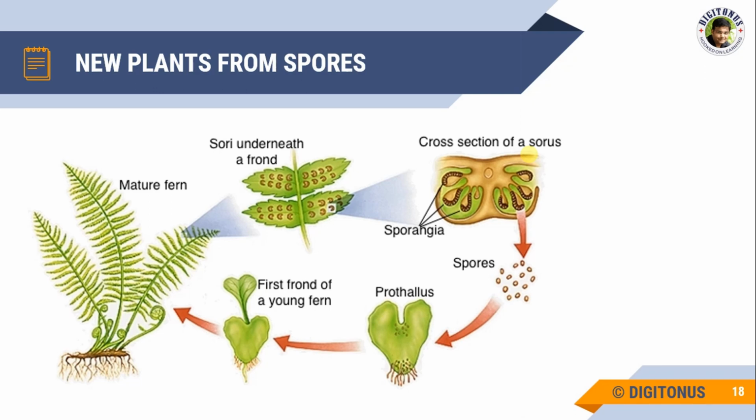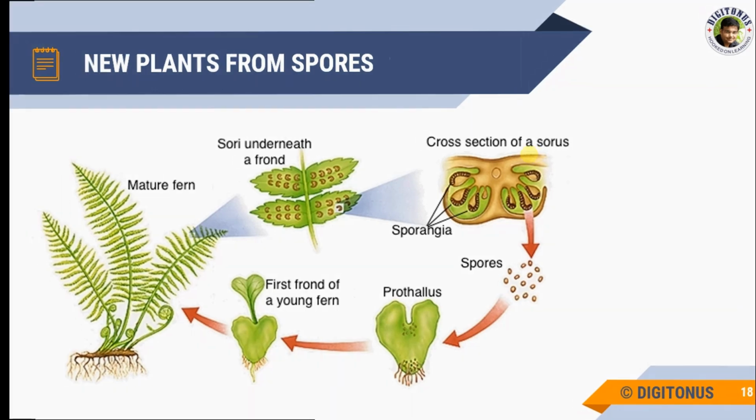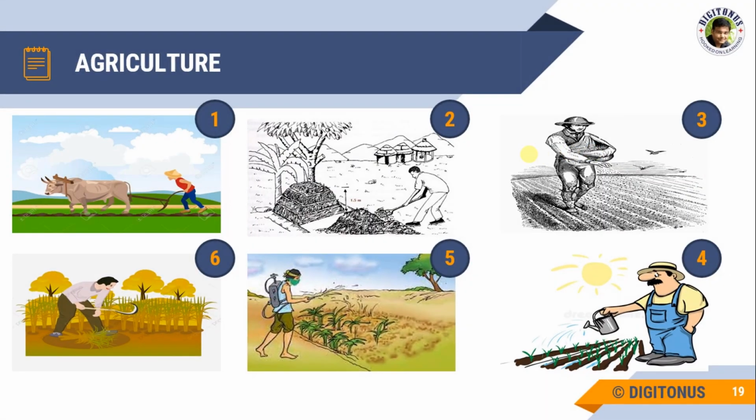Now let us study about agriculture. The practice of growing plants on a large scale for food or other purposes is called agriculture. There are various steps involved in agriculture.